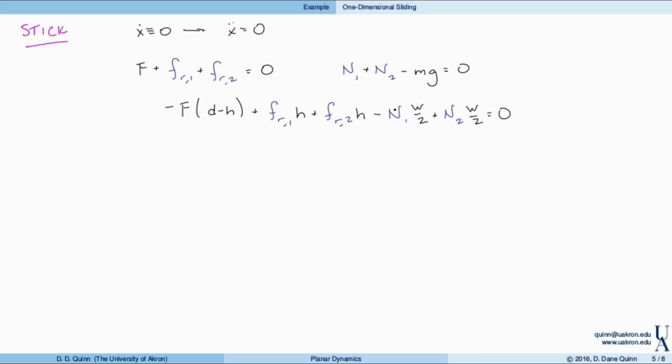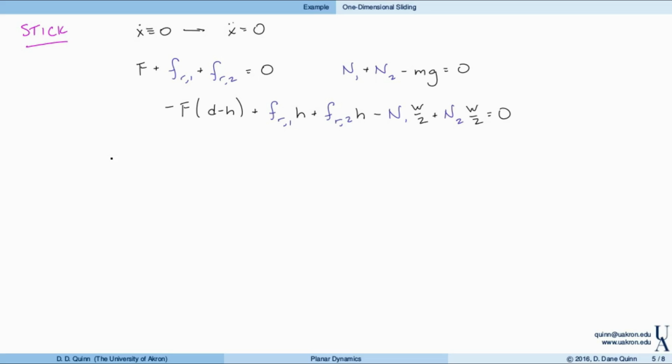Then we have three equations for, unfortunately, 4 unknowns. 1, 2, 3, 4. However, if you notice, these friction terms always appear together. So I have Fr1 and Fr2, and down here I can factor an h out of these two terms and find Fr1 plus Fr2. So even though we can't solve for all 4 of the unknowns uniquely, we can solve for N1, N2, and then the total frictional force, which is Fr1 plus Fr2. This is actually an indeterminate problem, but again, we can solve for the sum of these two things.